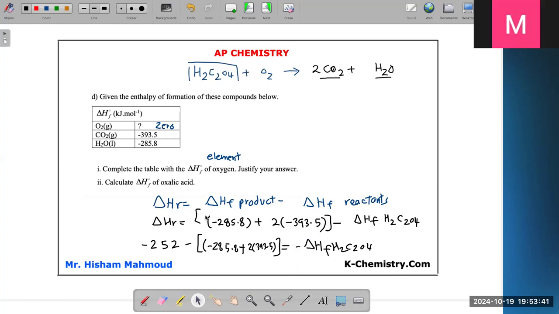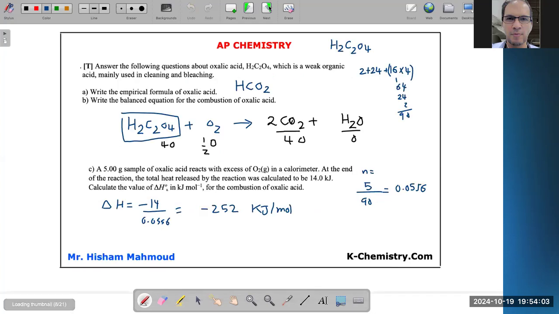Negative 820.8. Negative 820.8 kilojoule per mole. Okay, that was not very difficult. But this time, instead of asking me for the delta HR and giving me all the delta HFs, he only asked me for one of the delta HFs and gave me the delta HR from the previous equation.